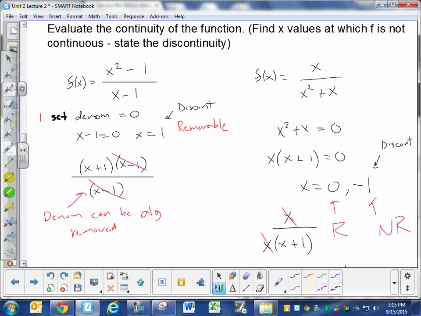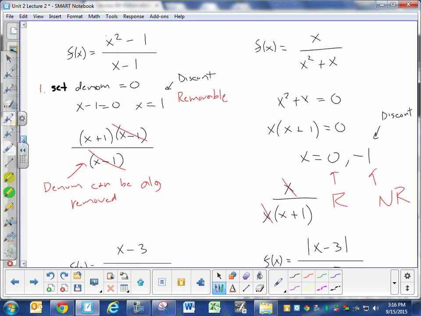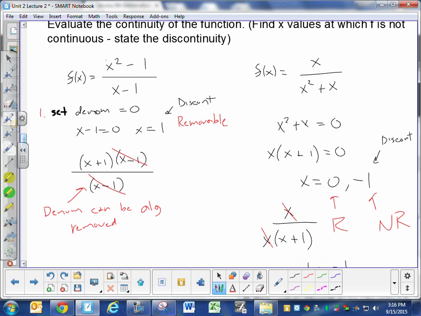Now, it's important to remember and write this down. Just because you can remove something algebraically doesn't mean that makes it continuous at that location. It is still a discontinuity of your original function. Just simplifying it helps you figure out whether that discontinuity is removable or not removable.